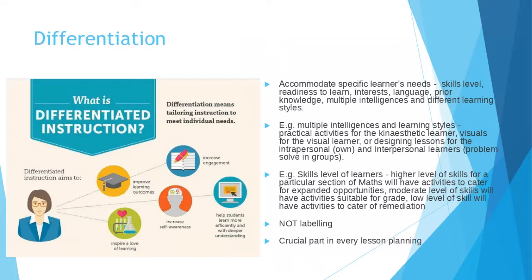So here is just a little slide on what is differentiated instruction, where you accommodate your specific learner's needs, the skills level, the readiness to learn, the interests, the language, prior knowledge, multiple intelligences, and different learning styles. You see how many different groupings you could have in one single class. For example, if you are using multiple intelligences and learning styles, you can have a practical activity for the kinesthetic learner.